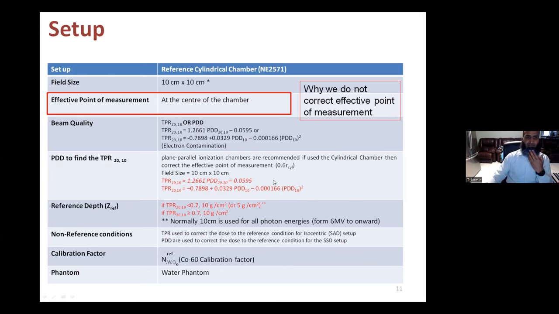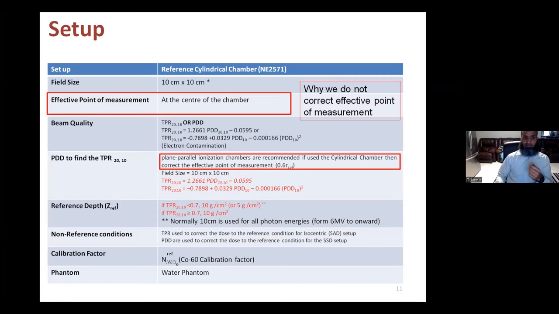I think most of you are aware of that. But if you don't do it, then the difference in your dosimetry is around 0.2% or 0.1% roughly. It depends on the energy as well. So if the energy is increased, it is increased. PDD to find the TPR 20/10. So these are the other things.